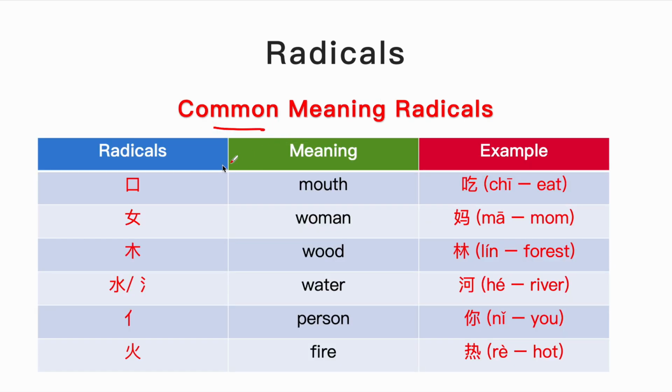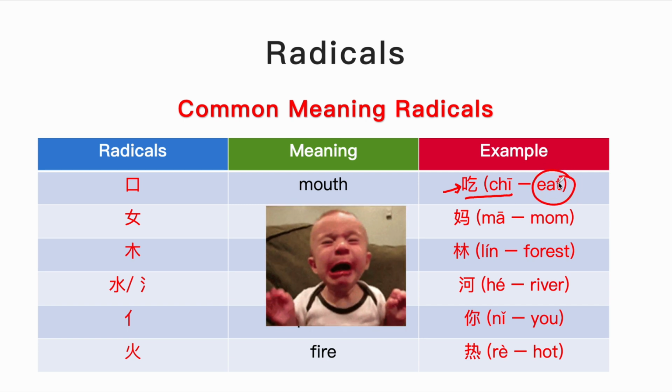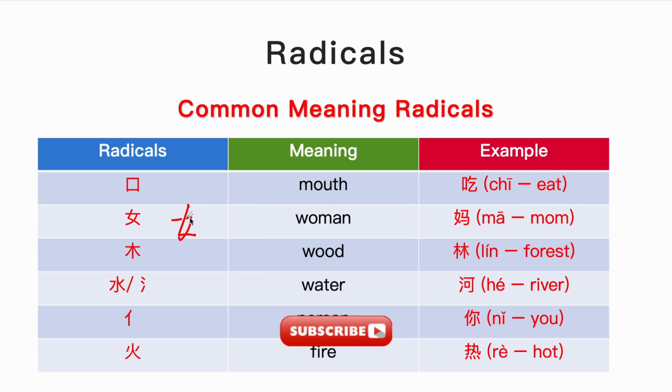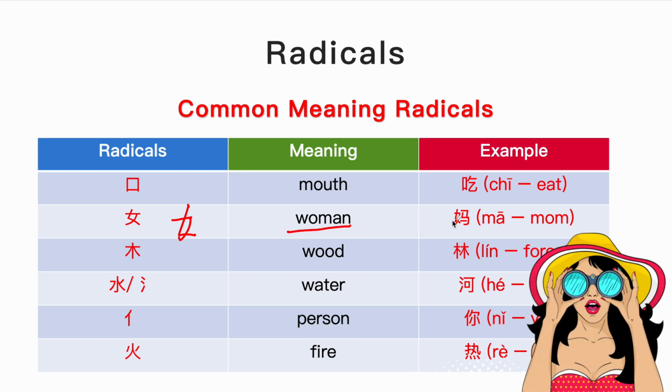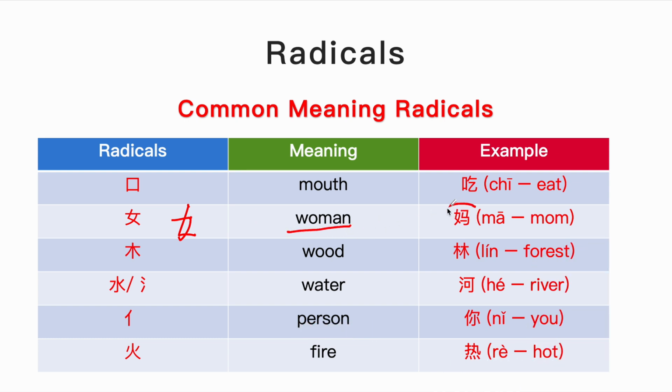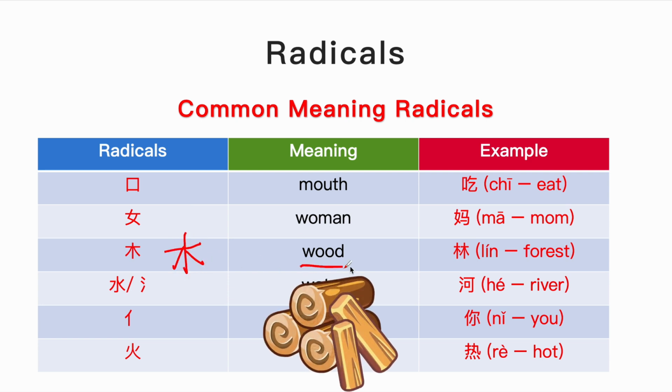Here are some common radicals and their meanings. The first one is related to mouth. So whenever you see this radical, it is something related to mouth. In this example, we have the radical at left, and this means 吃, to eat. So you use your mouth to eat. The second radical right here is related to woman, and we already gave this example, ma. The next radical here is related to wood. I want to say forest, 森林.